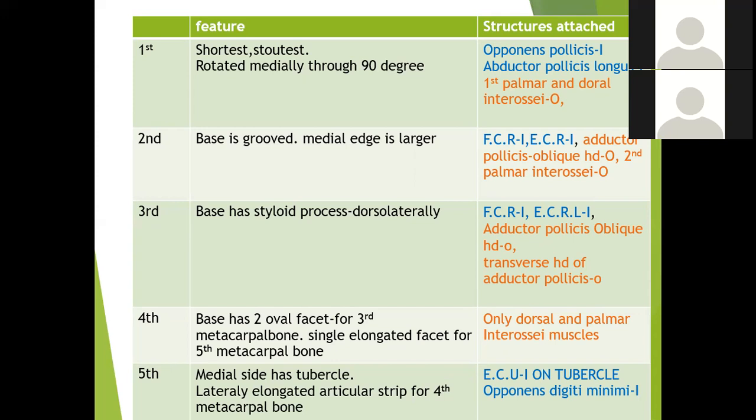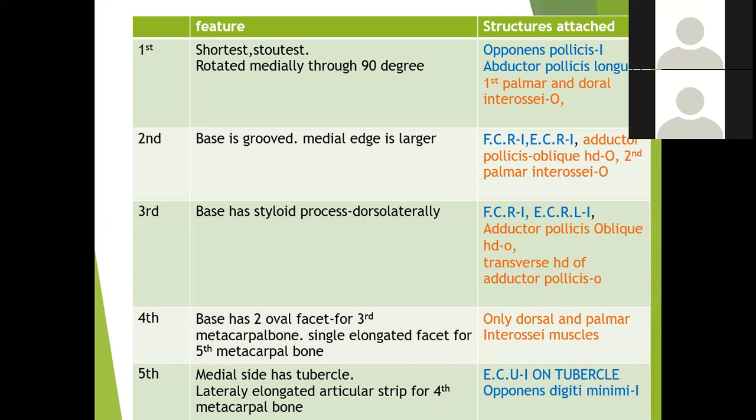Third one is the base. So already we saw it has a styloid process dorsolaterally, isn't it? So now in the medial aspect, we can see the muscles attached. What are the muscles attached? So first one is flexor carpi radialis. It is inserted here, and then extensor carpi radialis longus. It is again inserted here.